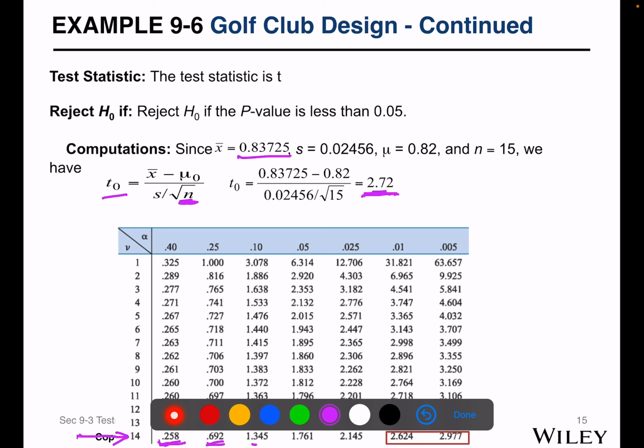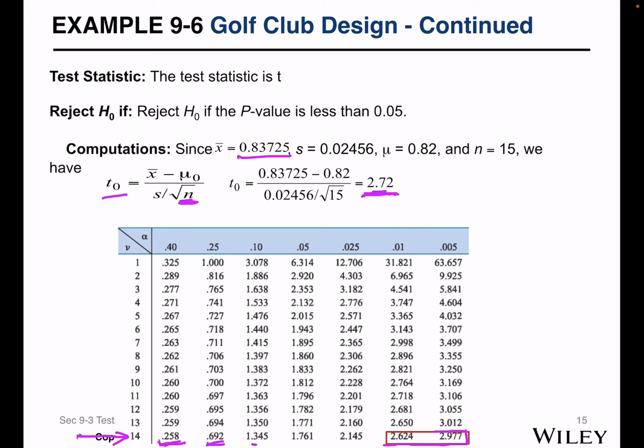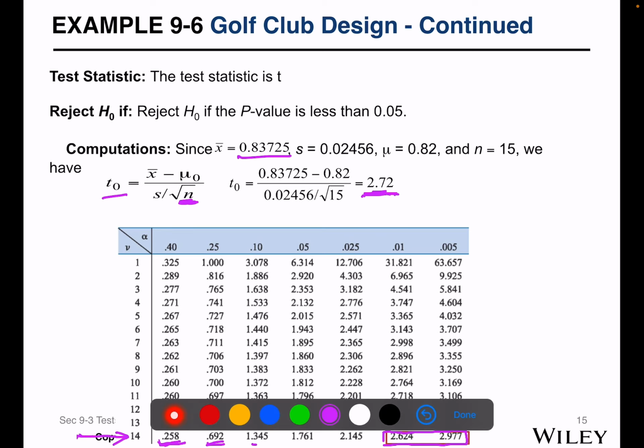So 2.72 is between 2.62 and 2.97. And that means that alpha is between these two numbers. So basically you will say that alpha, or p, is between 0.005 and 0.01. Okay.